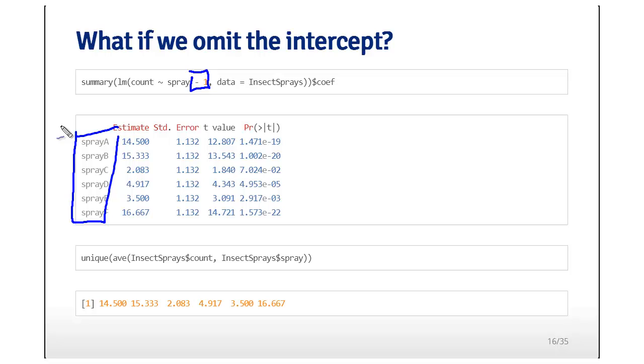And that again makes sense, because now the spray A indicator is not a linear combination of the other sprays. But think about it this way. There's 6 means in this data set. The intercept gives you the mean for spray A in this case, and the intercept plus beta 1 gives you the mean for spray B in the case where we include the intercept. So there's 6 means, so we can't include a 7th, and that's all we can fit. So it can only really fit 6 coefficients.